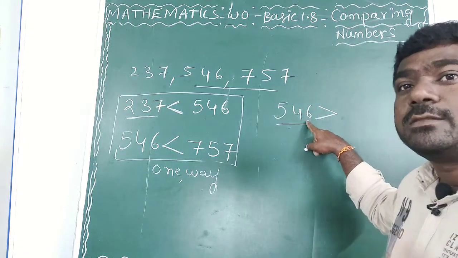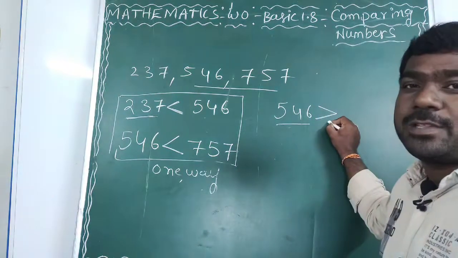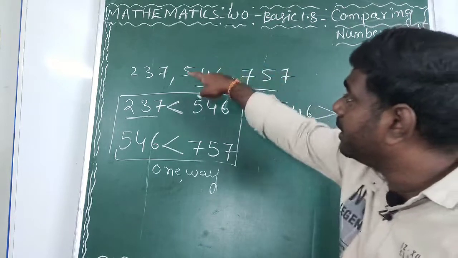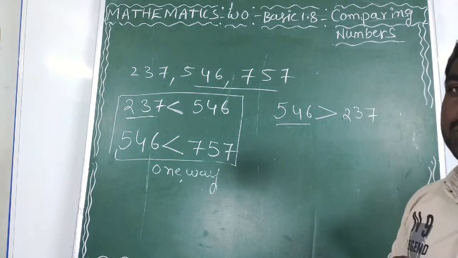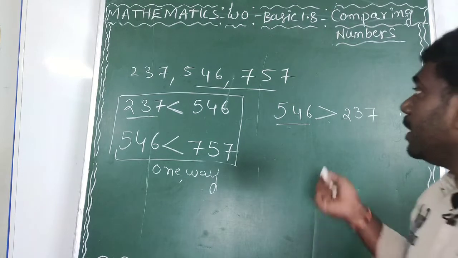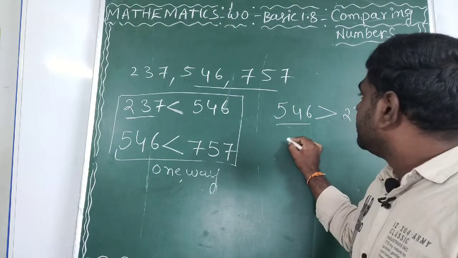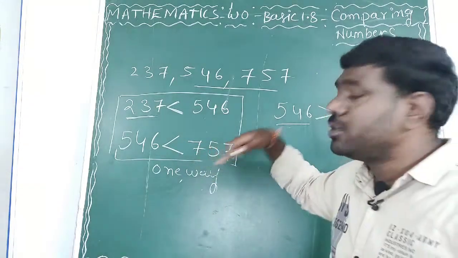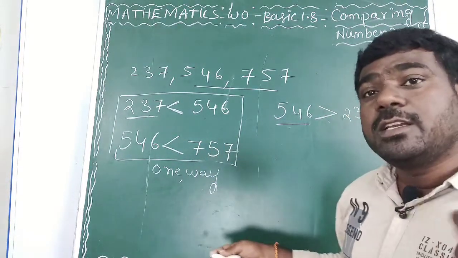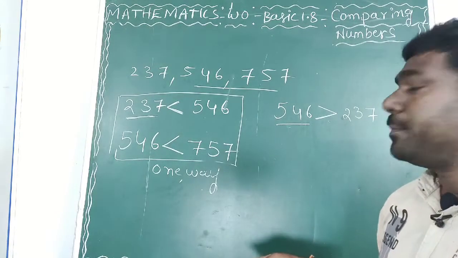546. Position is what? Greater position. Compared to what here? 237. Now next, this one compare. First this digit you have to take the first. Then in this case, how to compare the number?